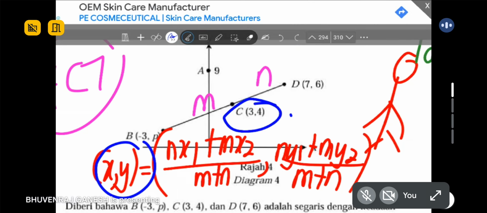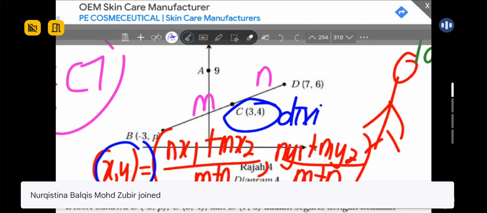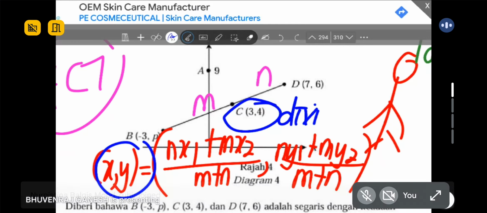Okay, why? Because coordinate C, we call it as the divisor. Okay, titik C ni kita panggil dia pembahagi. Sebab dia membahagikan seluruh garisan ni kan, it divide your line. It's like the point that cut your line. Dia potong garis tu kepada M dan N. Faham? Okay, so now guys, N, M, you just leave it as unknown lah.